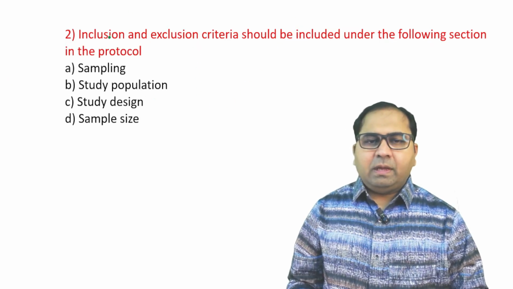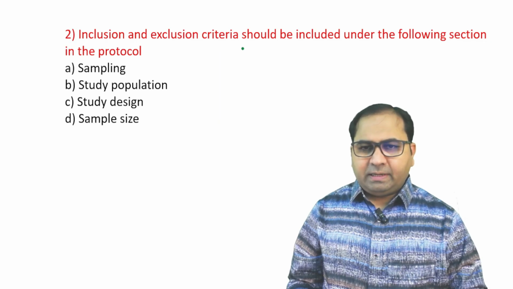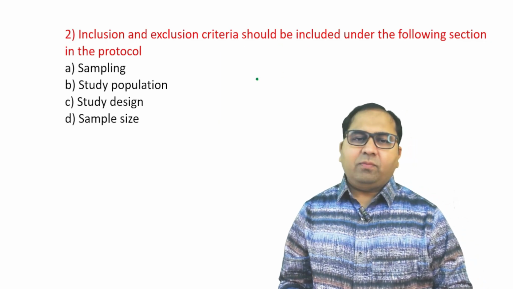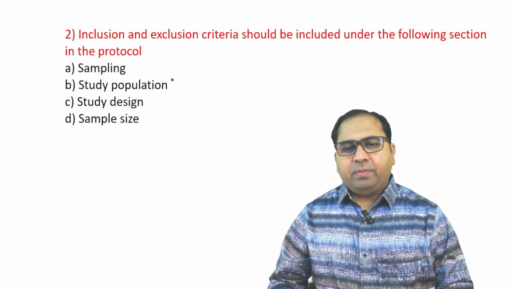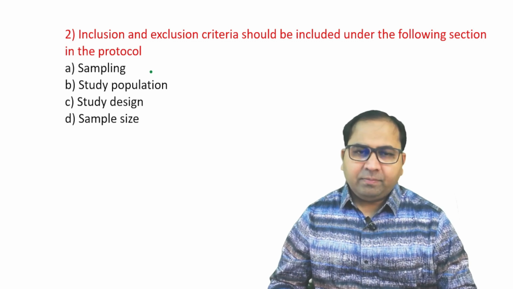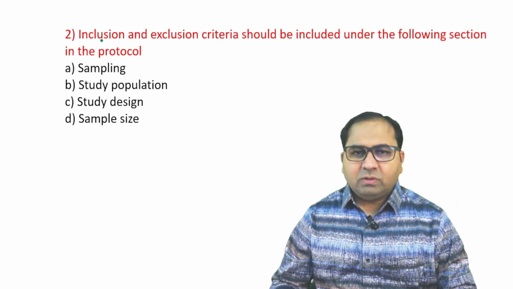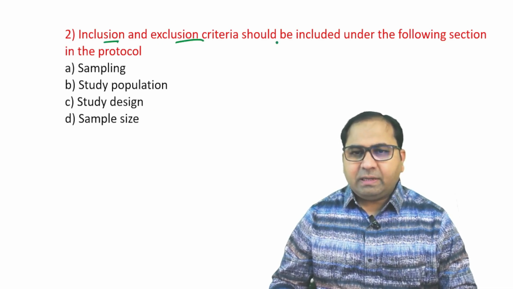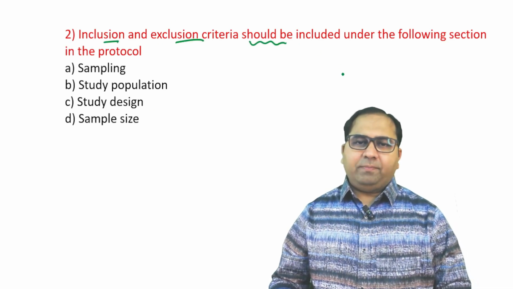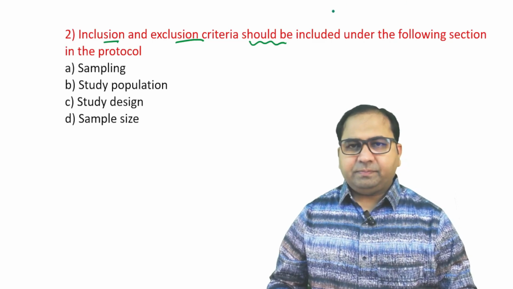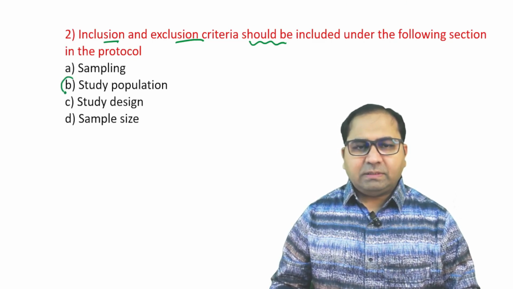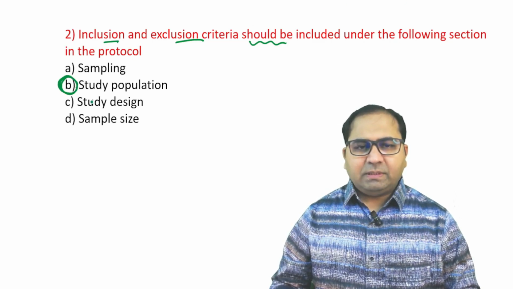Next question. Inclusion and exclusion criteria should be included under the following section in the protocol. The options are A. Sampling, B. Study population, C. Study design, or D. Sample size. So inclusion and exclusion criteria should be included under what? The answer for this question is B. Study population.